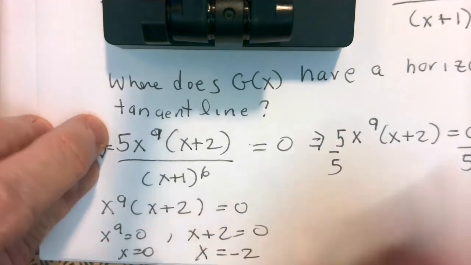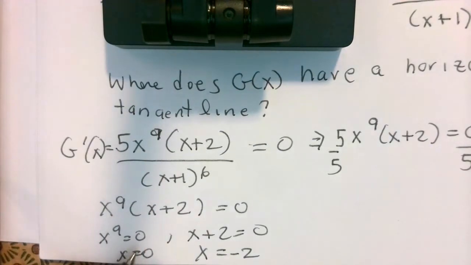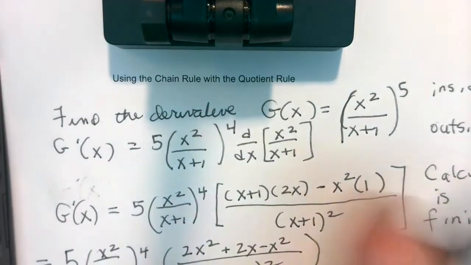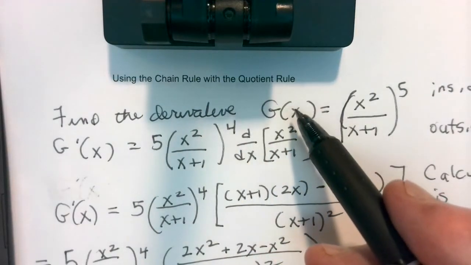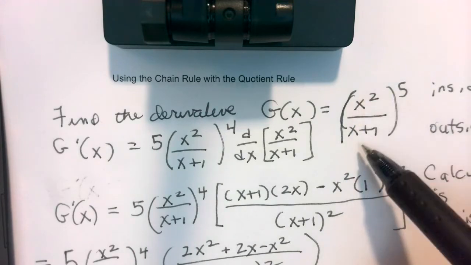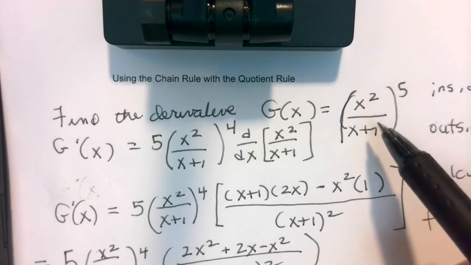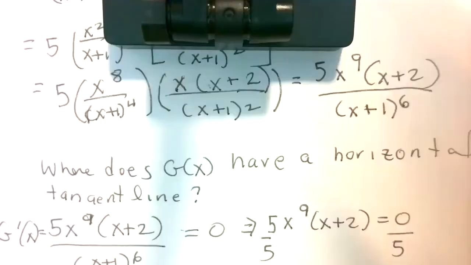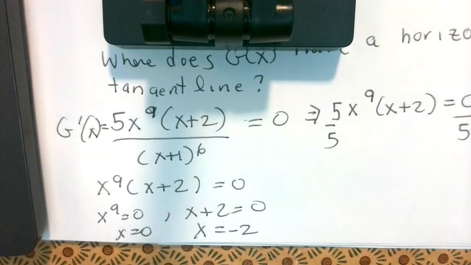So those are the x values where the function has a horizontal tangent. Now, if you wanted to go back and find the y value, if it asked for the point, you would have to go back to the original function, g of x, and plug the x value in. You could plug 0 in here and you get 0. And you can also plug the minus 2 in here, and it would give you the y value. Okay, but I'll do that right now. So that's how you do that problem.